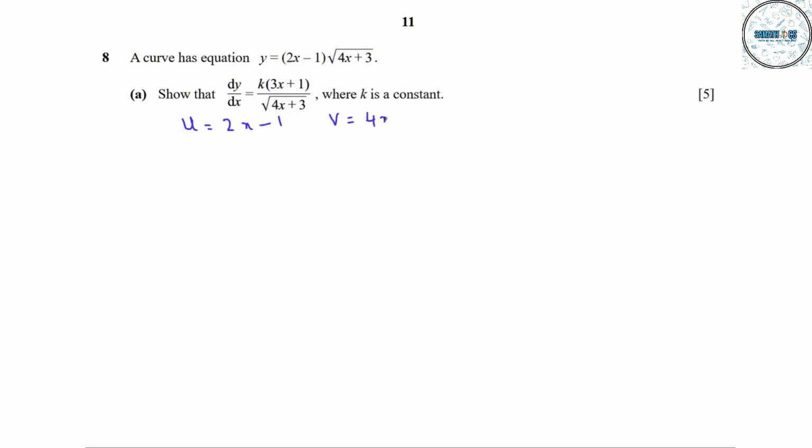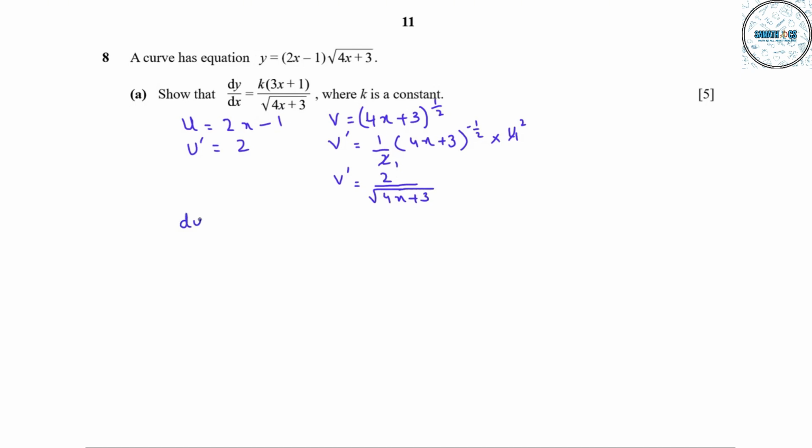And this can be written as (4x + 3)^(1/2). Now we will differentiate. Differential of u is 2. Differential of v is 1/2 (4x + 3)^(-1/2) into differential of 4x + 3, which is 4. So we can cancel out this and this. So we have v' equal to 2 upon √(4x + 3).